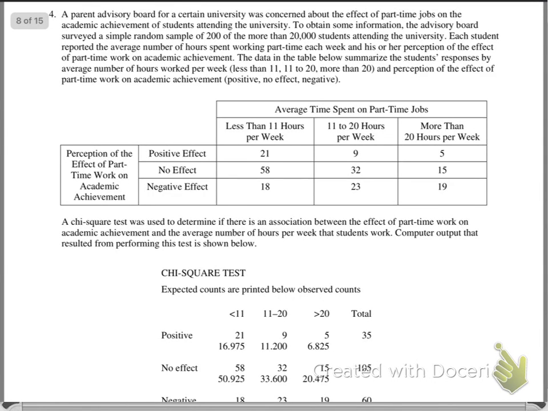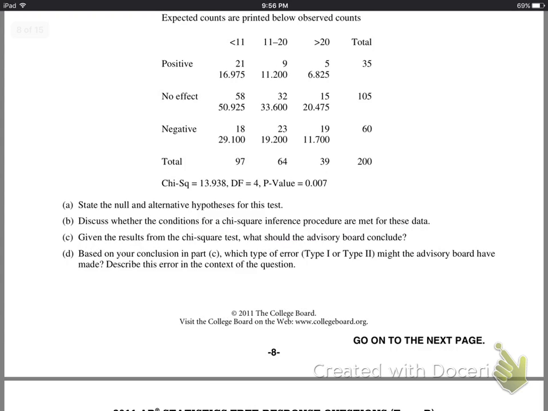Okay, so I chose to do number 4, also in 2011 B, and this is a chi-squared. And look at what it says here. Determine whether there's an association between the effect of part-time work on academic achievement and the average number of hours worked. Okay, now I can't show everything here, so I'm going to go to the next page. And here's all the expected values. Okay, now look what A says. State the null and alternate.